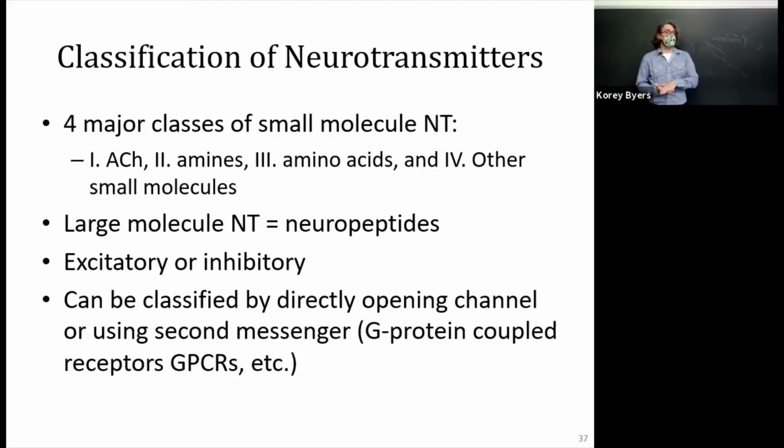They're excitatory or inhibitory, and they can be classified by whether they directly open a channel themselves, so open a potassium or chloride channel themselves, or if they're released with a secondary or tertiary hormone, which then go on to do something like G protein coupled receptors. But that's for your endocrine section.